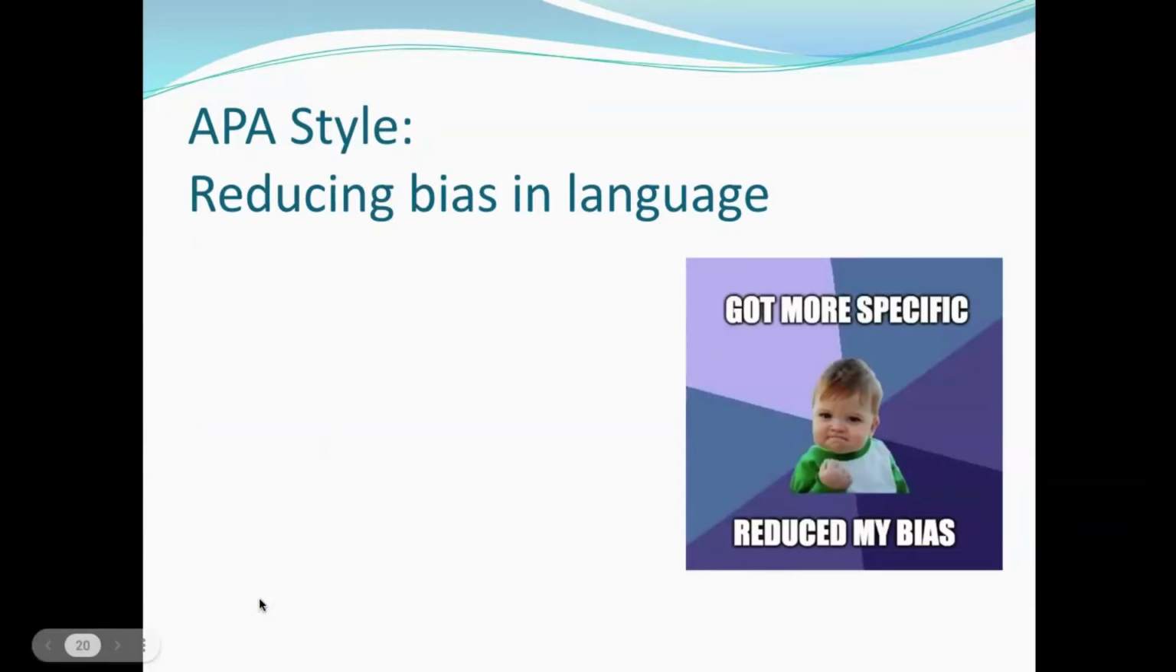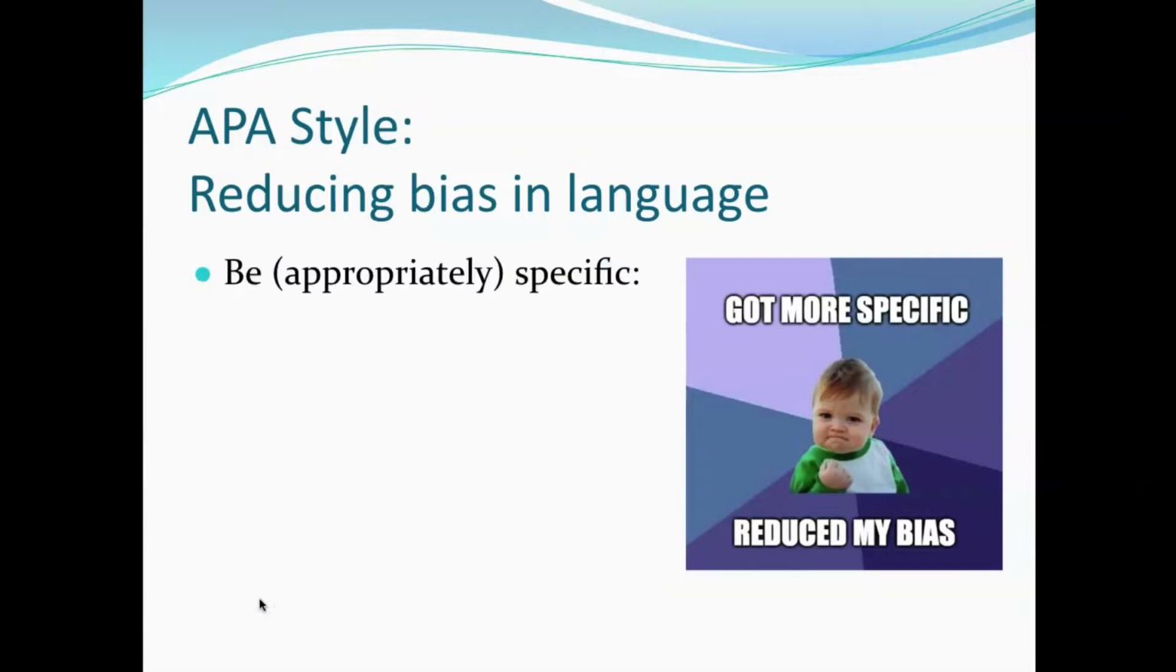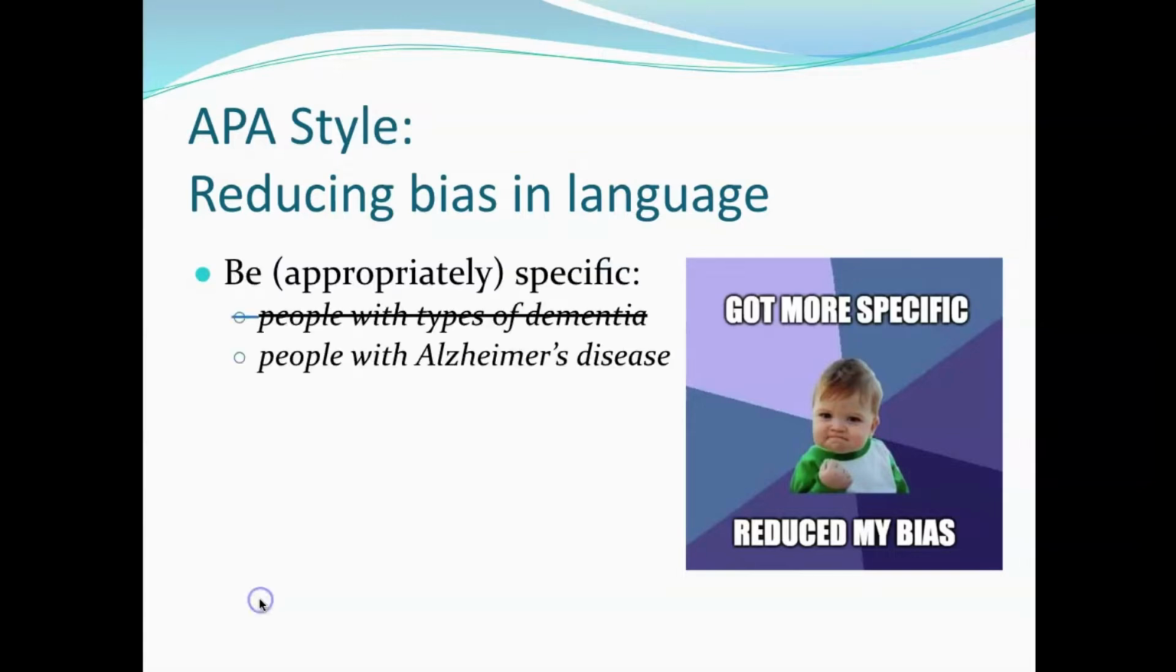As I mentioned, it can really help to be more specific in reducing bias. You want to be appropriately specific. So for example, if you're describing the findings of an article that talked about people with Alzheimer's disease, you would want to use that same phrasing in your writing rather than the broader term people with types of dementia. You want to keep that specific term.